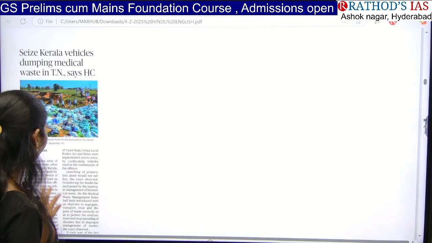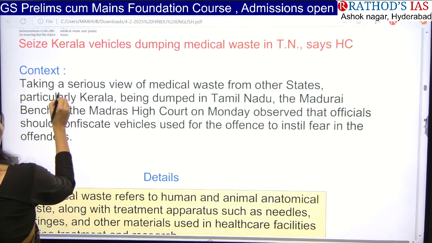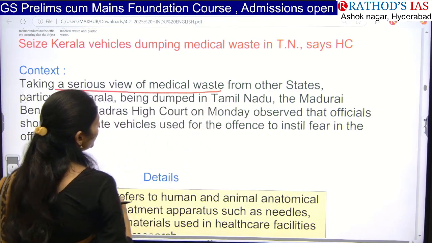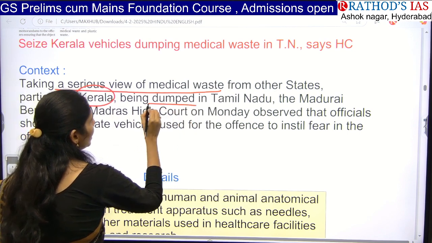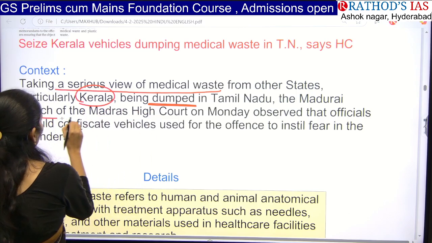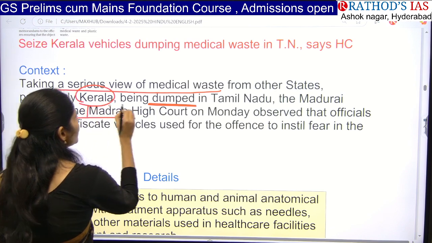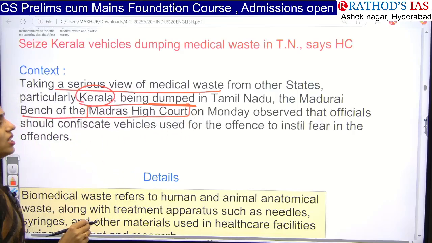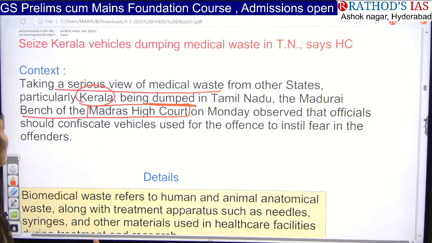Now let us see some important points. So here this article is saying that, taking a serious view of medical waste from other states, particularly Kerala, being dumped in Tamil Nadu, the Madras High Court observed that officers can confiscate or seize the vehicles which are bringing this medical waste from Kerala and dumping it. Actually they are dumping at this Madurai beach in Tamil Nadu.